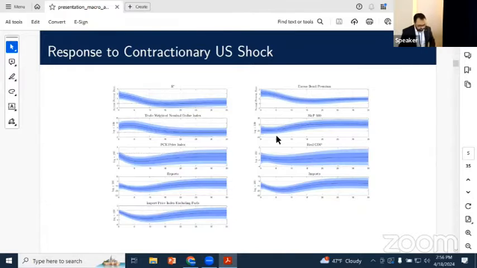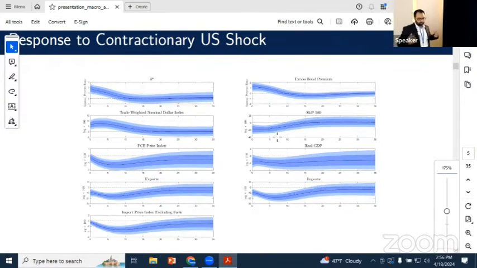This is the US. I don't know whether you can see this. This is very standard. The interest rate goes up. We use a somewhat large shock, so the interest rate goes up by like 2% in annual terms. Excess bond premium goes up. The nominal exchange rate depreciates.